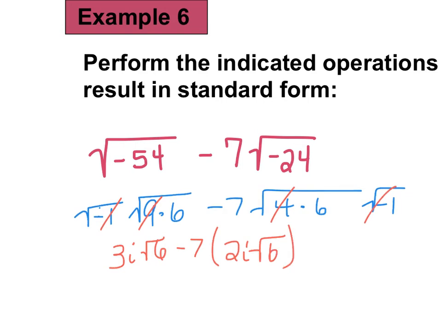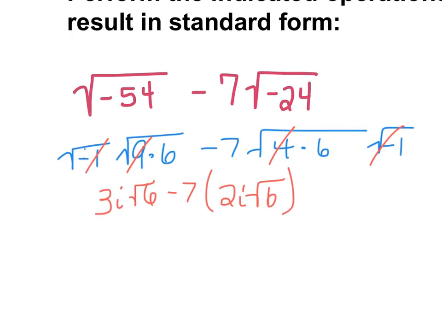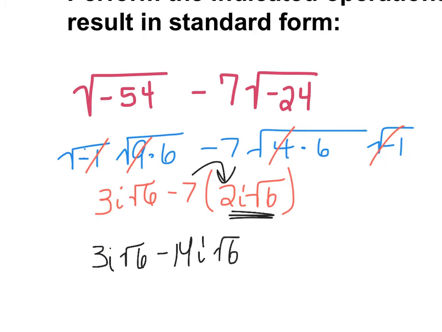So the last thing we're going to do is multiply the 7. Not just that, because this is one term. So you have 3i root 6 minus 14i root 6. And how can I combine those two? Correct, 3i. What's 3i minus 14i? Negative 11i. Negative 11i root 6.